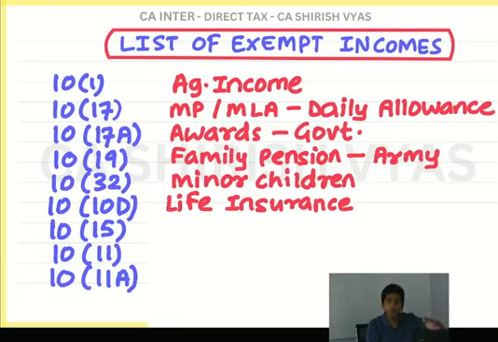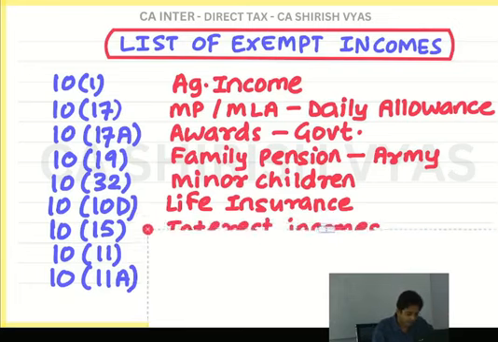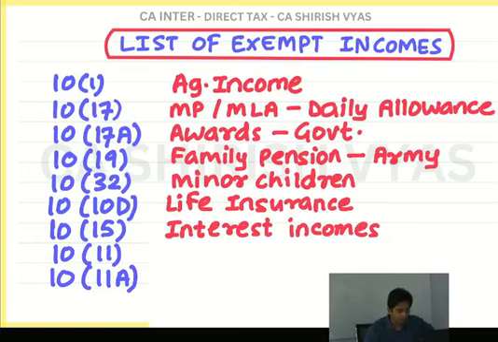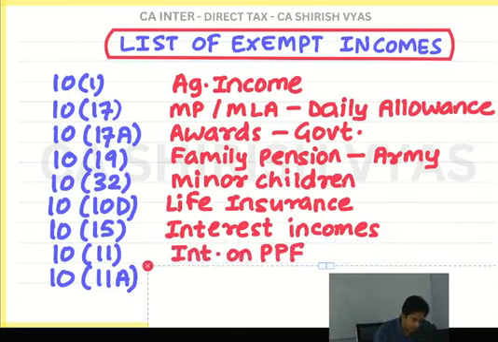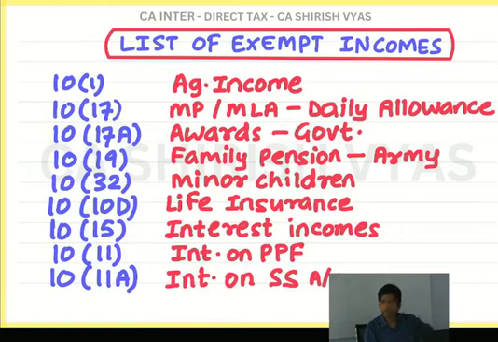Gold bonds and post-bar. Okay. I have just written interest income, but interest income on gold bonds and post-bar. 10-11 was PPF, Public Provident Fund account. Very good. Your memory is sharp. Then Sukanya Samriddhi account. Okay.